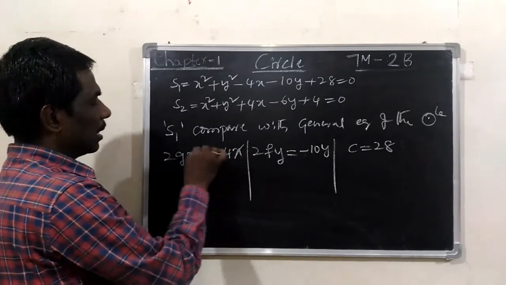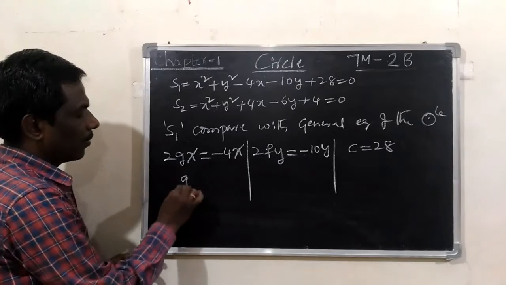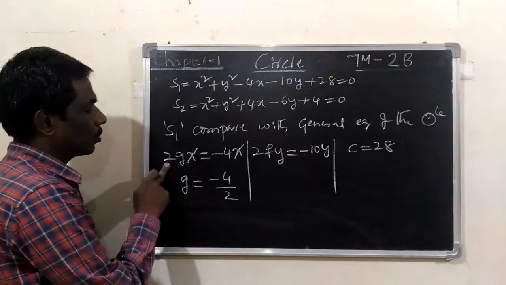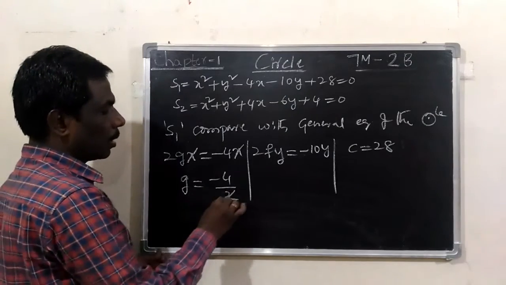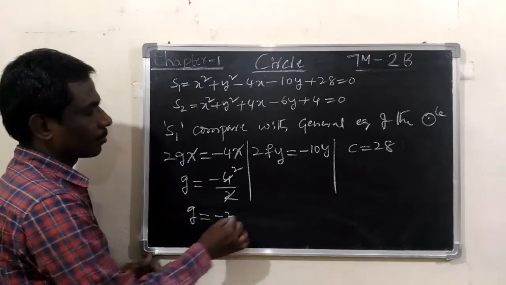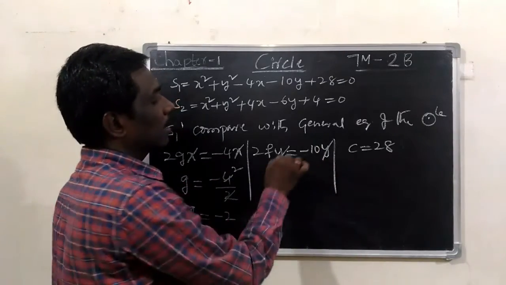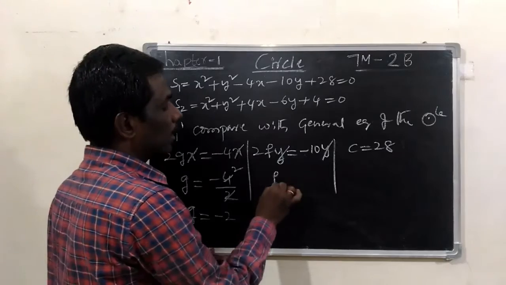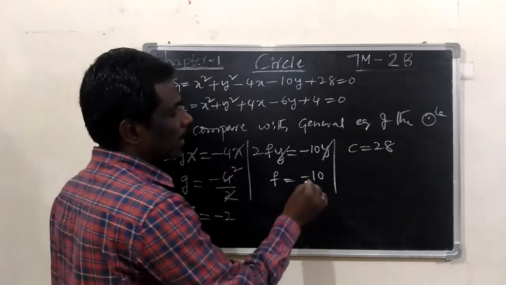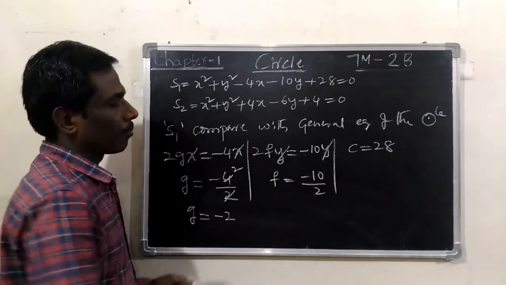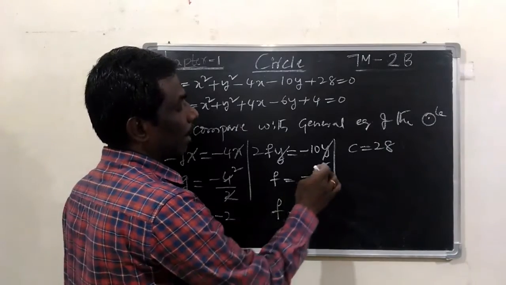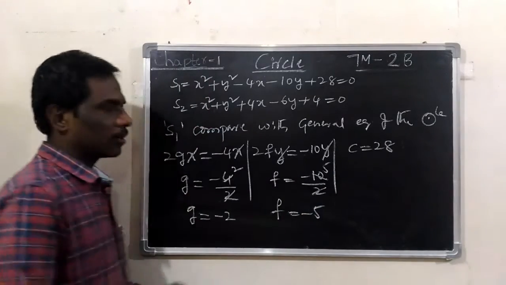Now we cancel the x on both sides. We can write g equals minus 4 by 2. This 2 comes down, 2 twos are 4, then g equals minus 2. Here we cancel the y on both sides. f equals minus 10 by 2, and 2 fives are 10. So f equals minus 5. The f value is minus 5.